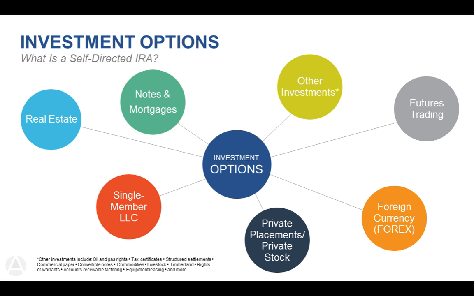However, with the top of their saying other investments, there is a significant amount of different types of investments that can be utilized with this, and they range from everything from oil and gas rights to tax certificates, structured settlements, convertible notes, accounts receivable, and many, many more. I do encourage you, if you have questions about the different types of other options for self-directed IRA investments, give us a call and we'll go through them with you, because we could honestly spend quite a bit of time just going through the other investments that our clients have participated in the past.